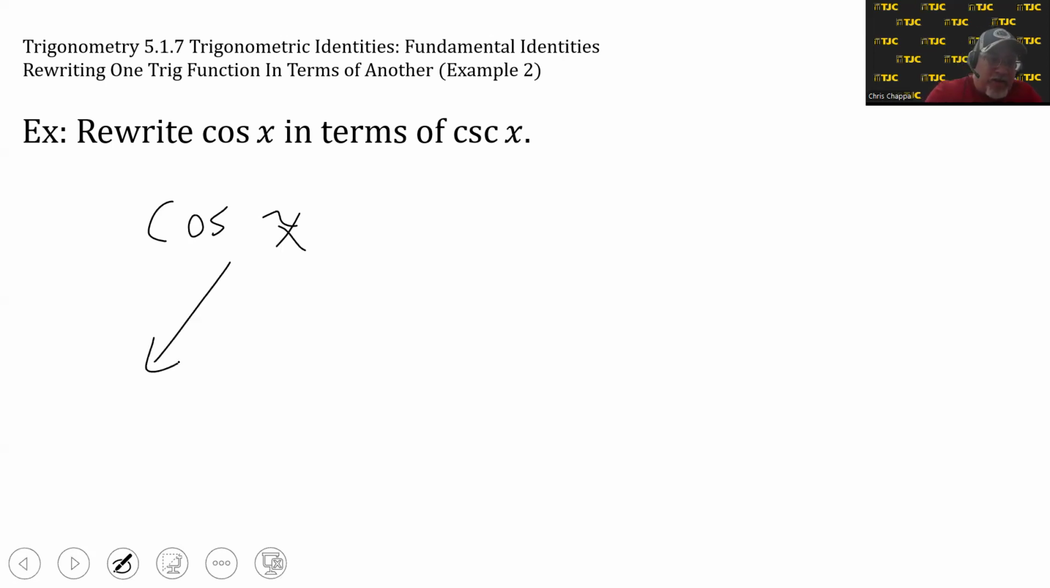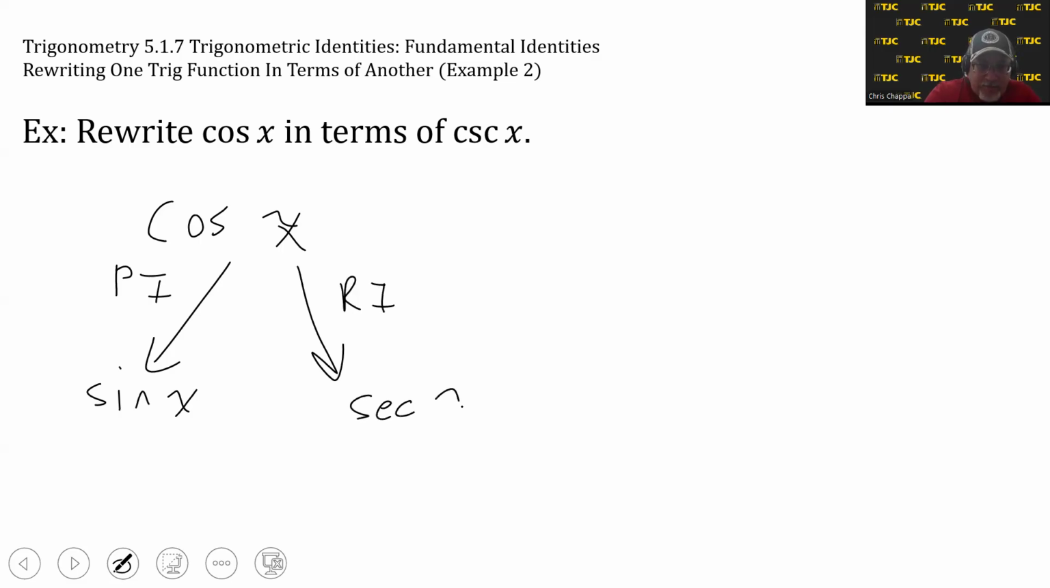Let's start by thinking about what we know about cosine and what we can connect it to using identities. We can use a Pythagorean identity to draw a connection between cosine and sine, or we could use a reciprocal identity to draw a connection between cosine and secant. But which of those has a more direct path to cosecant? The answer is sine, because if we did a reciprocal identity on sine, then we could get to cosecant.